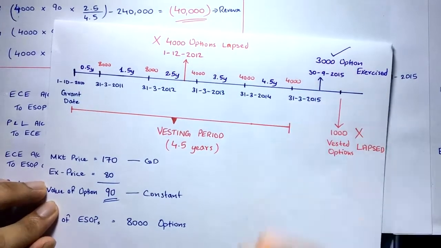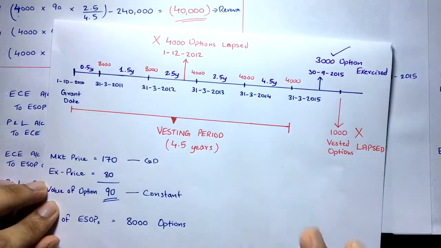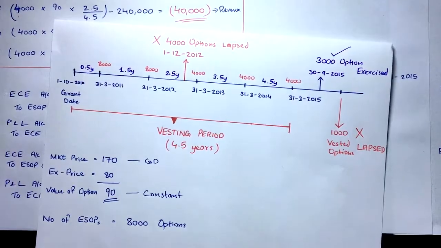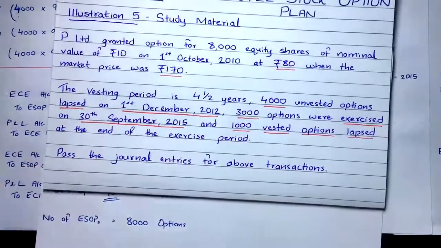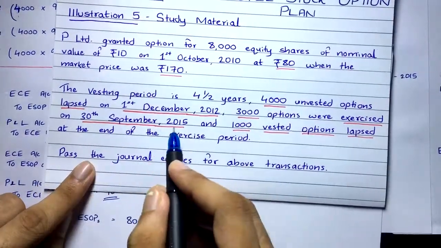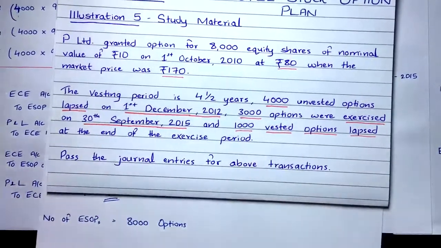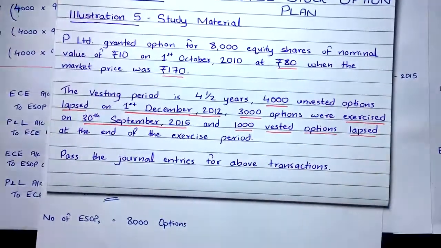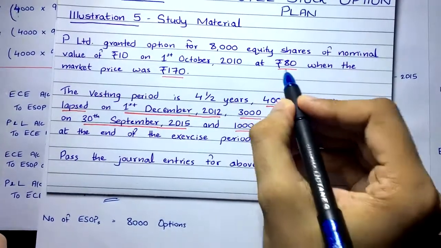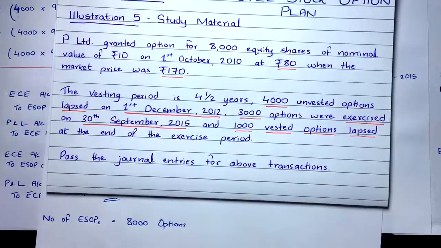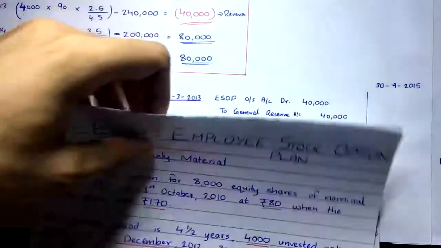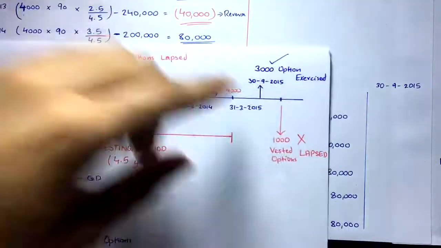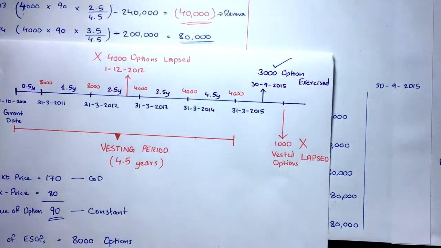Exercise period comes, right? So now in exercise period, what are we going to do? In exercise period, what will happen? The employees, as the question says, have exercised their right. On 30th September 2015, what have they done? 3,000 options were exercised. The employees used 3,000 options and purchased the shares at a concessional price, the exercise price of rupees 80. So that's the entry we have to pass on 30th September 2015.